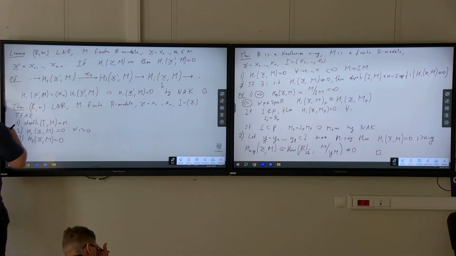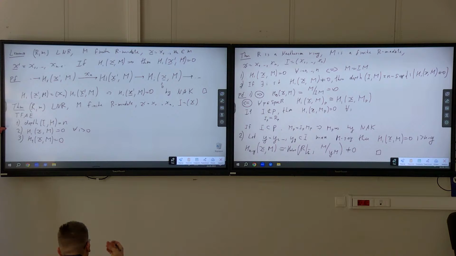Can you repeat, please, what you say about condition 2? Then there's a vanishing of all the Koszul homology for all indices between 1 and n. I can just as well write greater than 0, because of course if this is a sequence of length n, the homology can only go up to degree n.